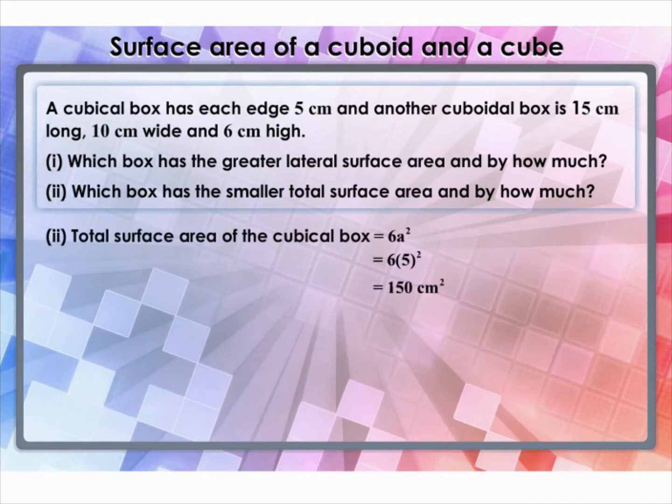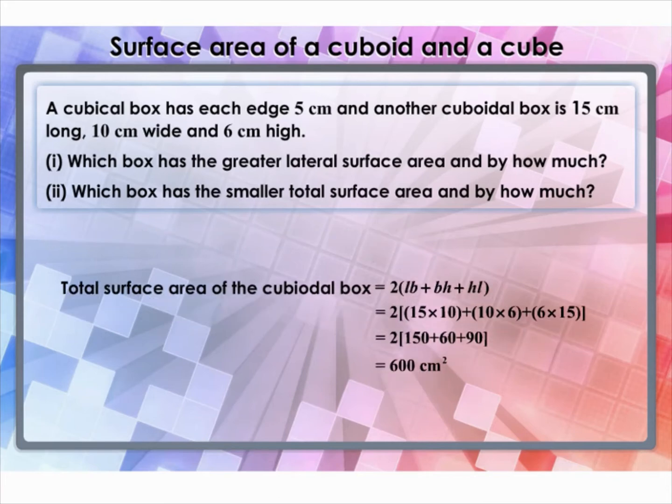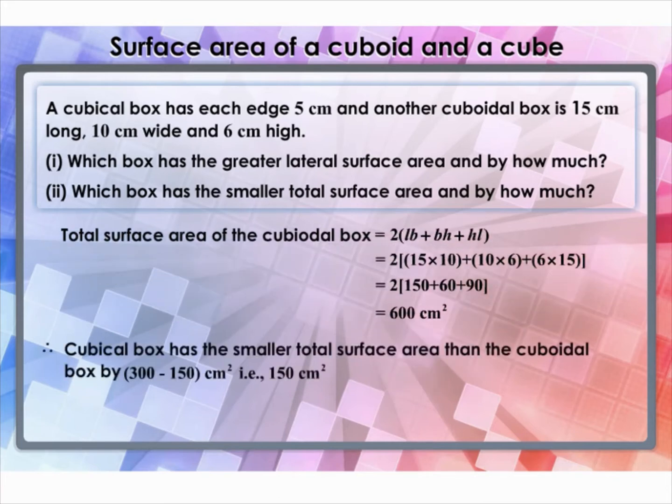First, we need to find the total surface area of the cubical box, that is 6a², which is equal to 150 square centimeters. Now we find the total surface area of the cuboidal box, that is 2(LB + BH + HL), which is equal to 600 square centimeters. By comparing the two total surface areas, the cubical box has a smaller total surface area than the cuboidal box by 150 square centimeters.